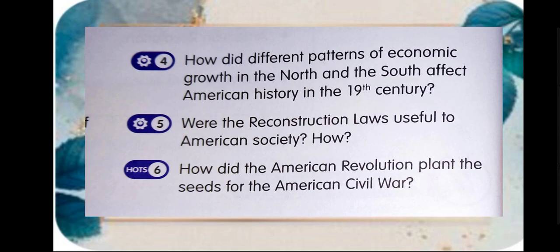Question number 6. How did the American Revolution plant the seeds for the American Civil War? Here also you can write your own point of view, your own perspective, but here is the sample answer. The American Revolution planted the seeds for the American Civil War as the revolutionary ideals of liberty, equality, and freedom were upheld by some in the slavery debate, which ultimately led to the American Civil War.